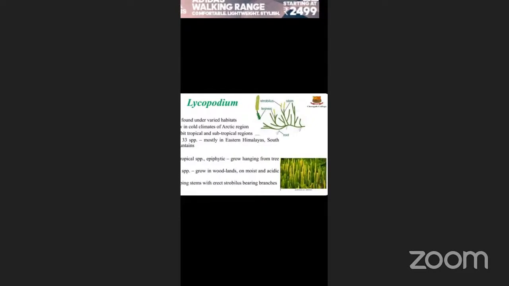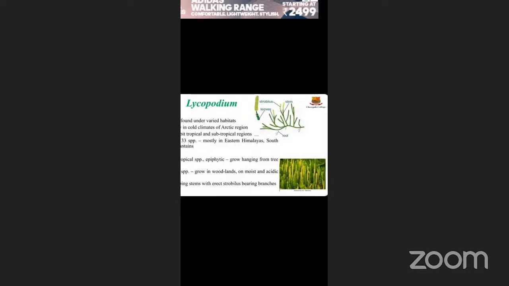So these leaves are aggregated to form a cone-like structure, that's why they are called strobili. Okay, these branches are dichotomously branched. So coming to the internal structure of this Lycopodium here.